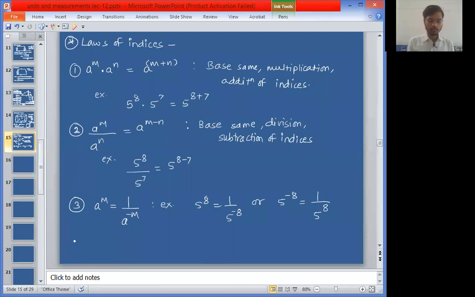Now, fourth rule, a raised to m bracket raised to n is equal to a raised to mn. Let me write this rule on the next page, but before that, rule number 1, 2, 3, clear and written. Entire basic mathematics which is required in physics I'm going to cover. So just don't worry. Just keep calm and keep on writing and follow me.